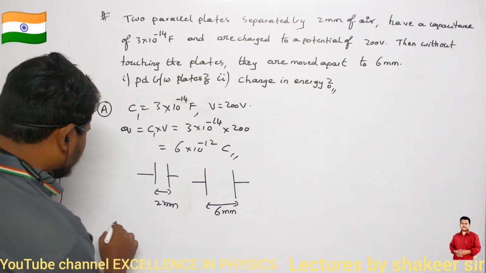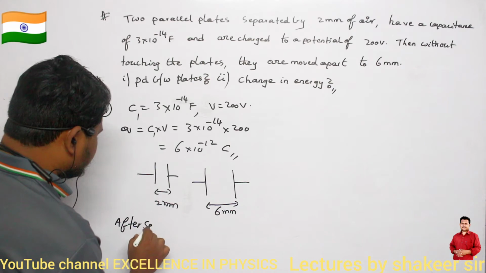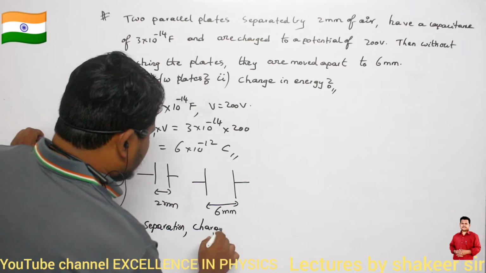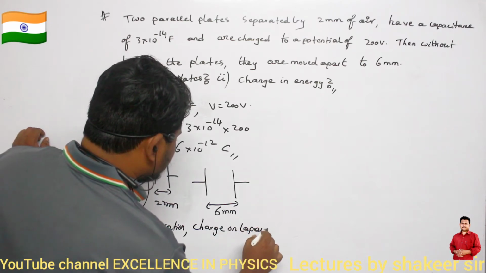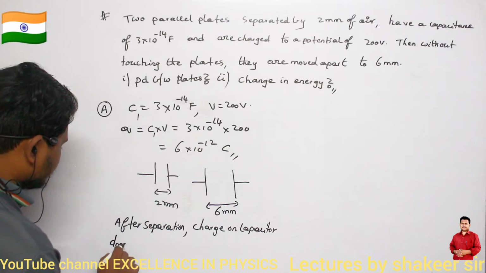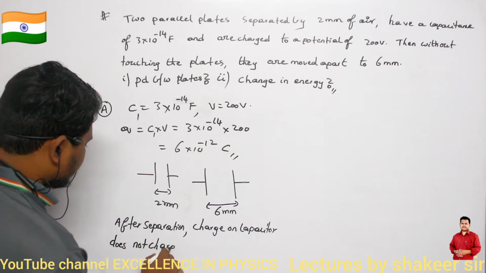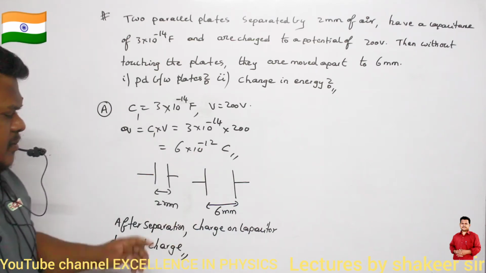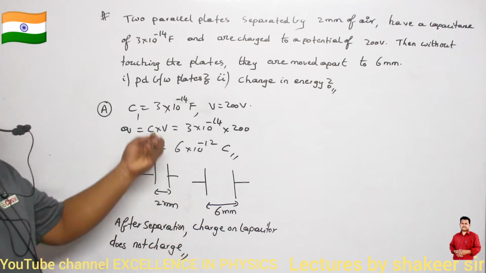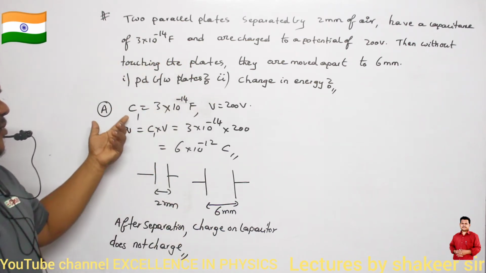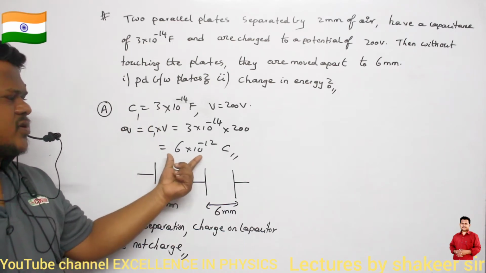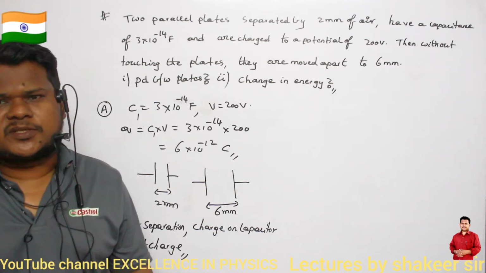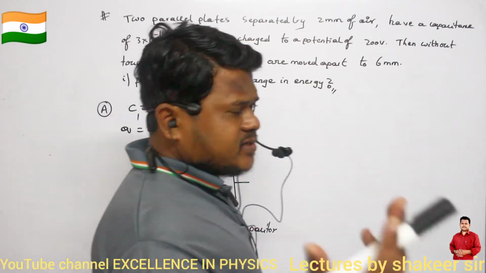So therefore, what we write here, after separation, charge on capacitor does not change. Charge on capacitor is never going to change. If you are connecting this one in a circuit, then it is a different condition. But this capacitor is not connected in a circuit, no? So it is just a capacitor which is charged to this particular potential and it has this much of capacitance. Then this is the amount of charge which is present. Even if you separate that also, total charge stored on that one is not going to change. But if you separate that, then what is going to change?